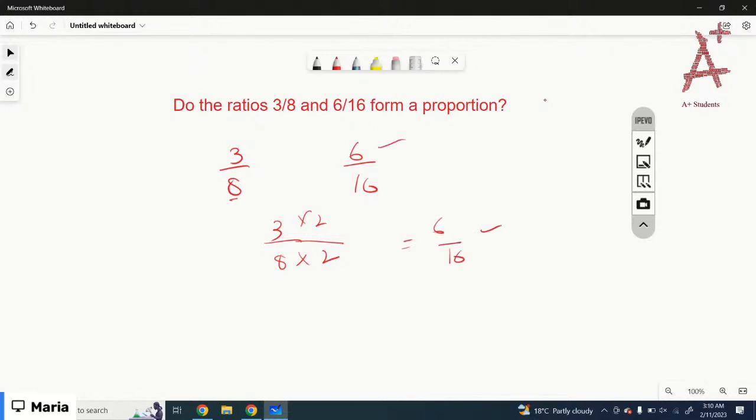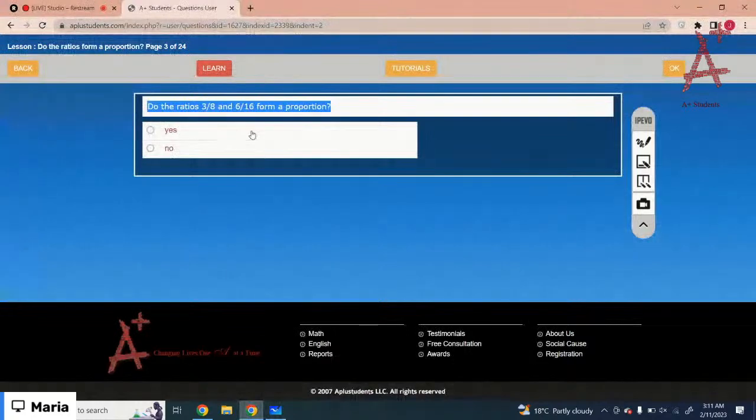Just compare these two fractions. They have the common denominator. And just look at their numerators. They have common numerators also. That means yes, the fractions form a proportion. So the correct option is yes, they form a proportion.